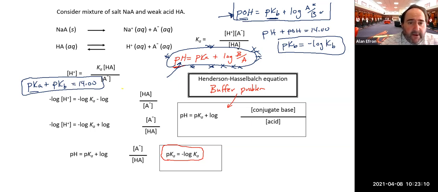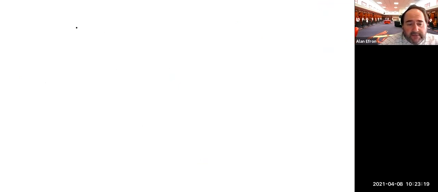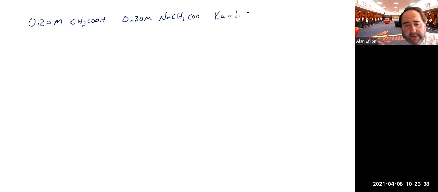So you might ask, okay, how does this apply to, say, the question we just did previously where we did the ICE table? Well, let's take a look at that question one more time, and let's approach it using this situation here. So we had 0.2 molar acetic acid, and we had 0.3 molar sodium acetate with a Ka value of 1.8 times 10 to the minus 5.